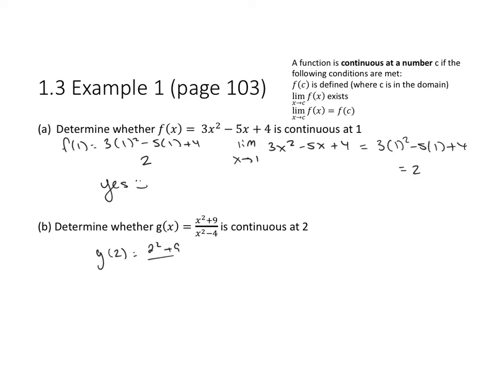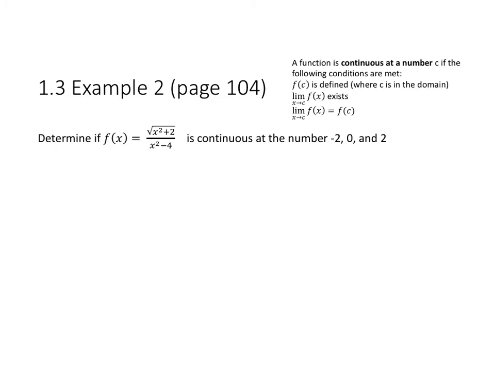2 squared plus 9 over 2 squared minus 4. So let's see, that's 13 over 0. Oh no, that's bad. We're not allowed 0 in our denominator. So that means 2 is not in the domain because our denominator equals 0 at 2. So not continuous, or discontinuous.